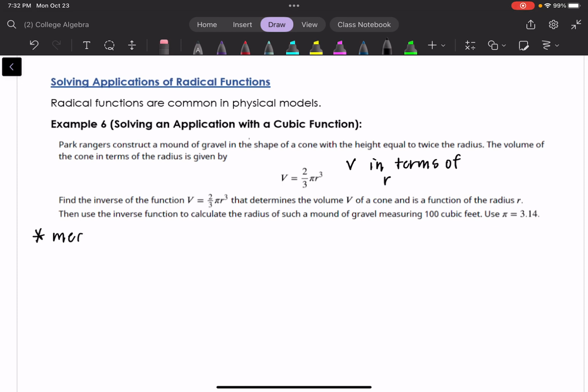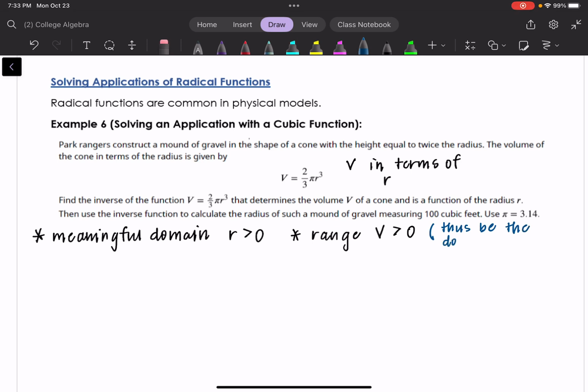And so the way we're going to do this is we're going to first determine the meaningful domain. And the meaningful domain here, remember the domain is going to be the set of reasonable r values. That's going to be r greater than or equal to 0 because it doesn't make sense to have a negative radius. And then let's also talk about the range as a result. The range is going to be v greater than 0 as a result of defining that domain. And so this will also be the domain of the inverse function. So let's make that note here.